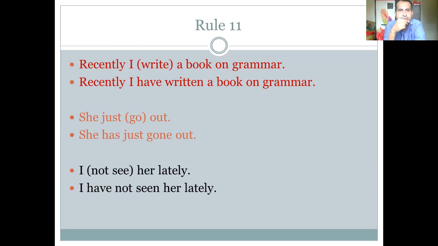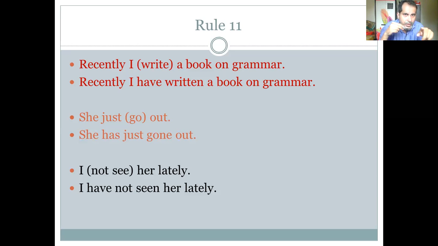So how can we use it now? Let's consider these examples. Recently, I, in bracket, write a book on grammar. Recently, very recently. That means we should use the present perfect tense here. Recently, I have written a book on grammar. That means within a month or within a week or within 3 or 4 days, I have written a book on grammar. It's a very recent phenomenon. So I have used the present perfect tense here.